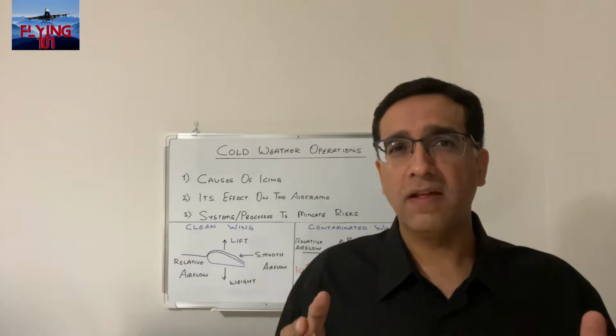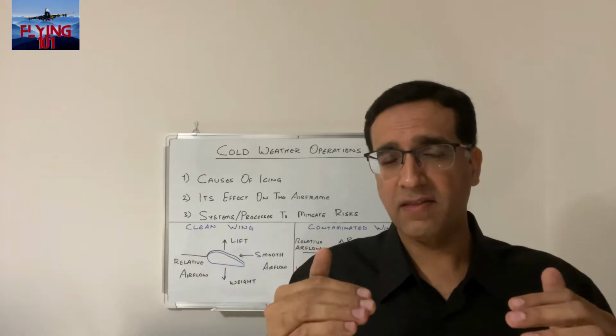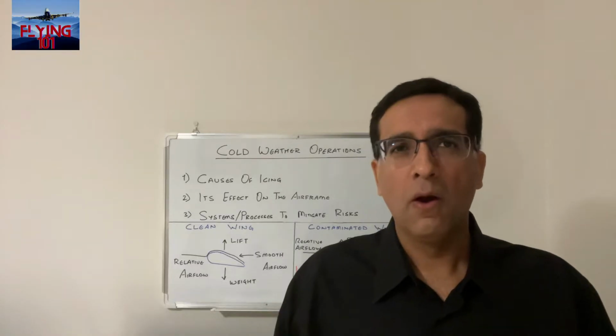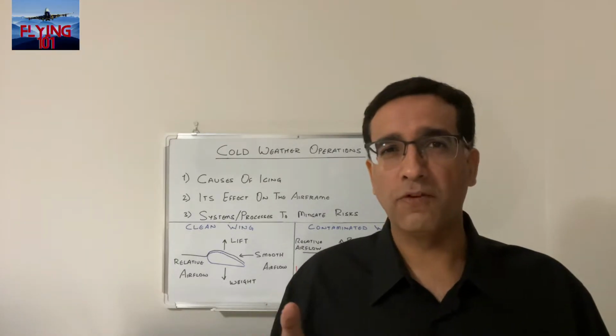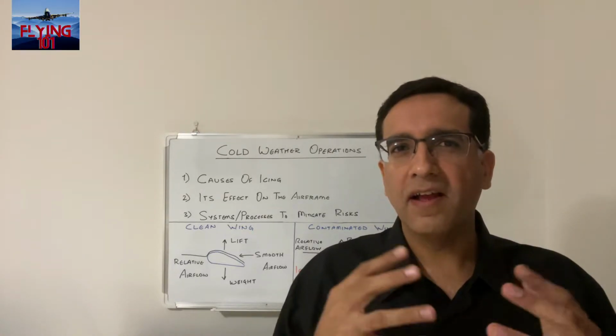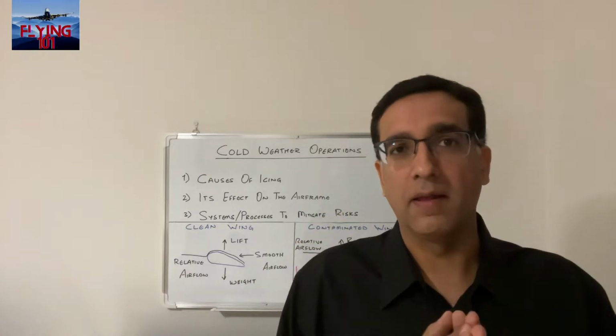Icing conditions are said to exist on the ground when the outside temperature is at or below 10 degrees Celsius and visible moisture such as fog with visibility of 1.6 kilometers or less, or rain, snow, or standing water on the taxiways or runways is present. The definition for icing conditions in flight differs slightly.